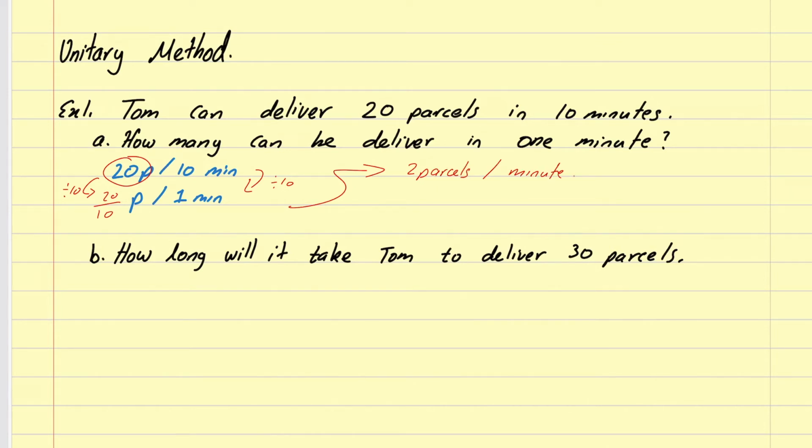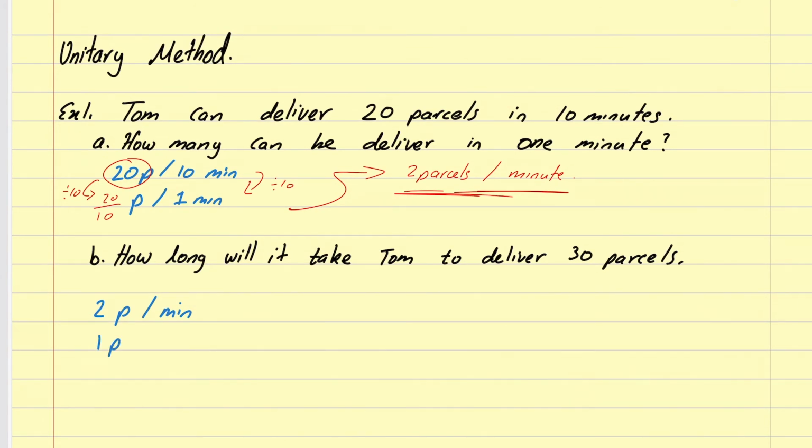Okay, now part B. How long will it take Tom to deliver 30 parcels? Now this could be a little bit tricky, and I want you guys to really understand what's happening. We now know that Tom can do 2 parcels every single minute. So the first way we can do it is if Tom delivers 2 parcels every single minute, well, if I want to know how long it will take Tom to deliver 30 parcels, why don't I find out how long it's going to take Tom to deliver 1 parcel? So, how do I go from 2 parcels per minute to 1 parcel? Well, I'm just going to be dividing that by 2.